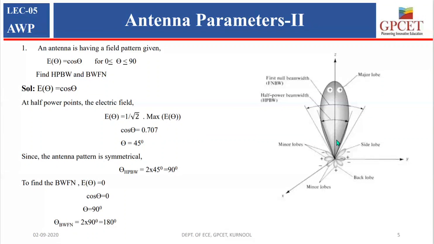In order to calculate the beam width between the first nulls, E theta is equal to 0, then theta will become 90 degrees. So the beam width between the first nulls is equal to 2 times 90 degrees, that is 180 degrees. One theta indicates the angle between this first null direction and the vertical axis. This is another theta. The beam width between the first nulls means 2 times theta. Okay, I think it is clear.